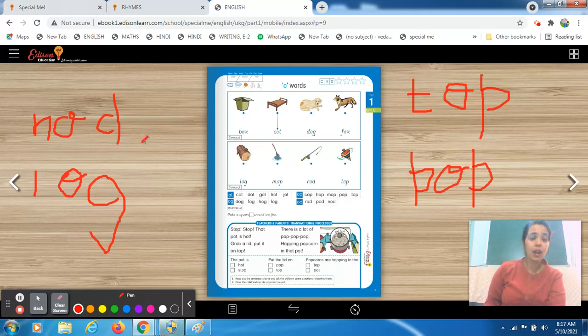Okay, so there are 1, 2, 3, 4. How many words are there? 4 words, right? So one by one, you have to read all those words aloud. I'll move my cursor or my pencil over a particular word, so you have to read it loudly. I want to hear your voice. Okay students, tell me, what is this? This one, read this word for me. Who will read it? Ma'am, me. Okay, so start reading it.